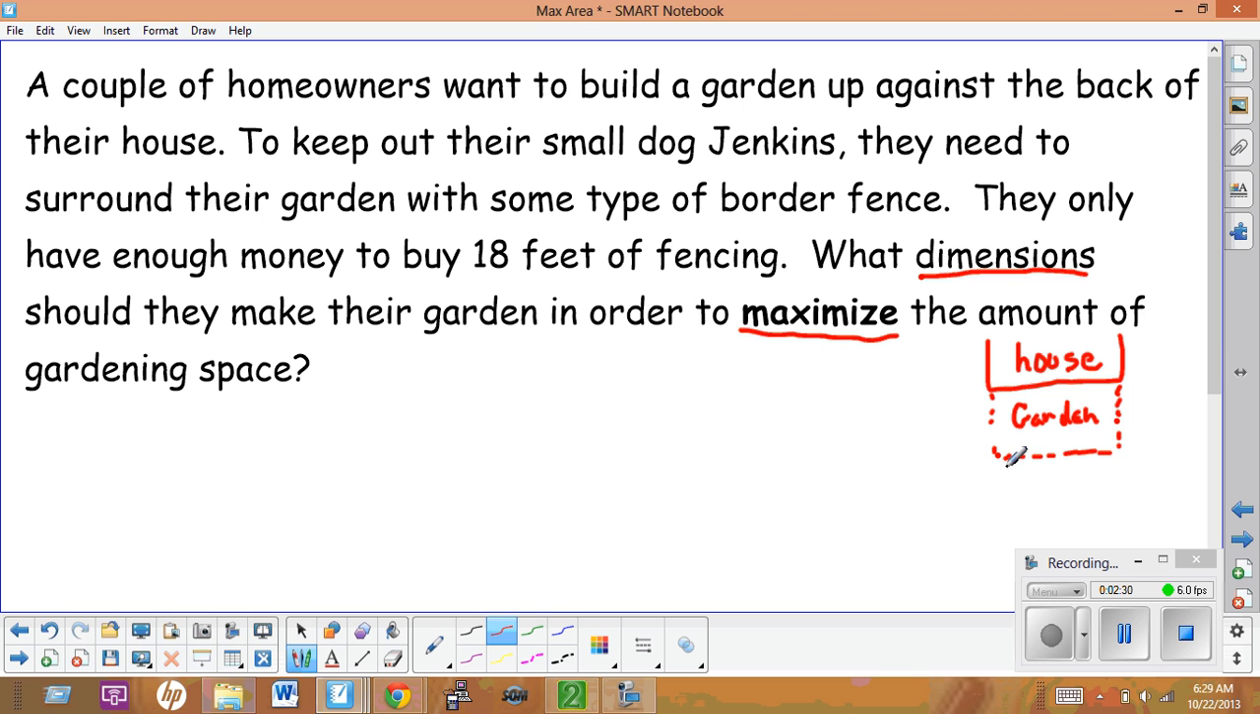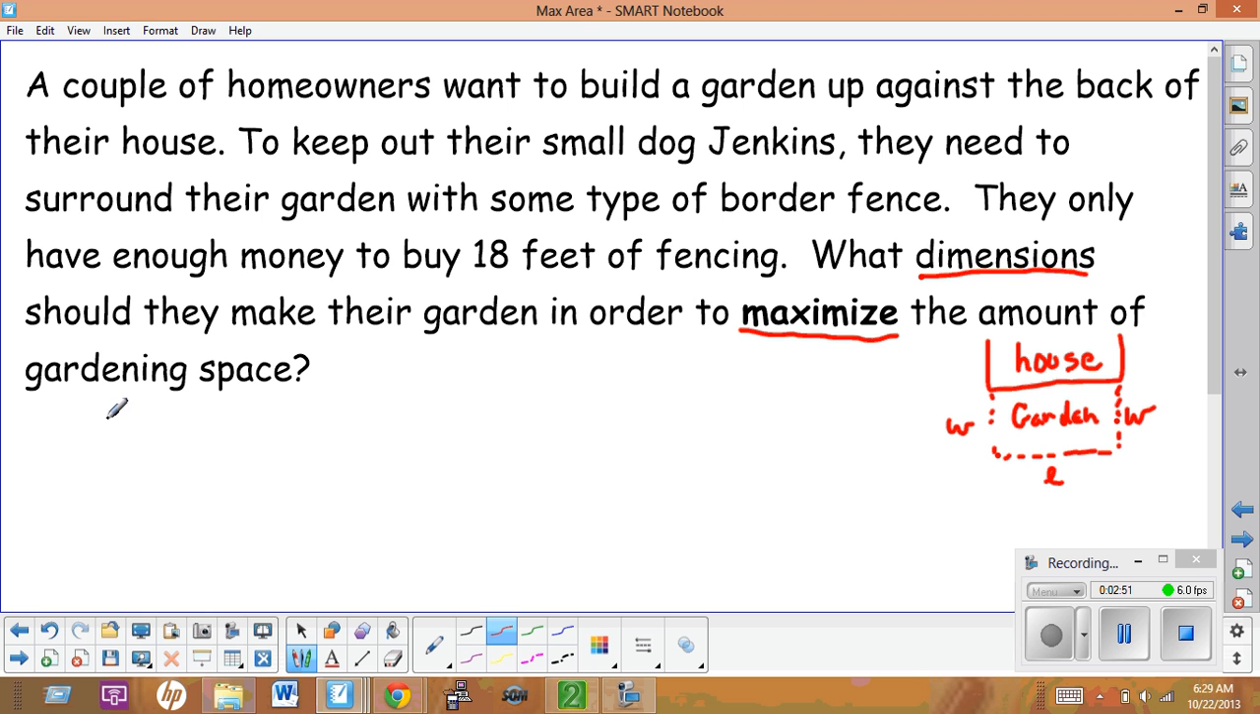Okay, so looking at my gardening area, I'm going to say, okay, I have 18 feet of fencing and I want to use it all to surround three sides. Since it's rectangular and that's the shape I'm using, I'm going to say, okay, this could be a width. I don't know what it is yet, but I'm looking for the dimensions, and this would be a width and this would be a length.